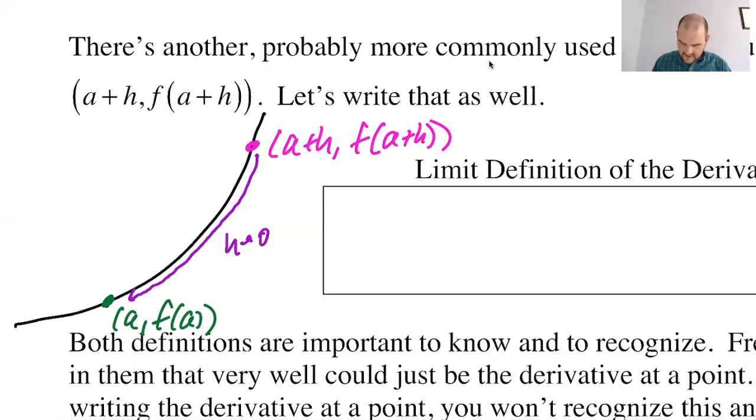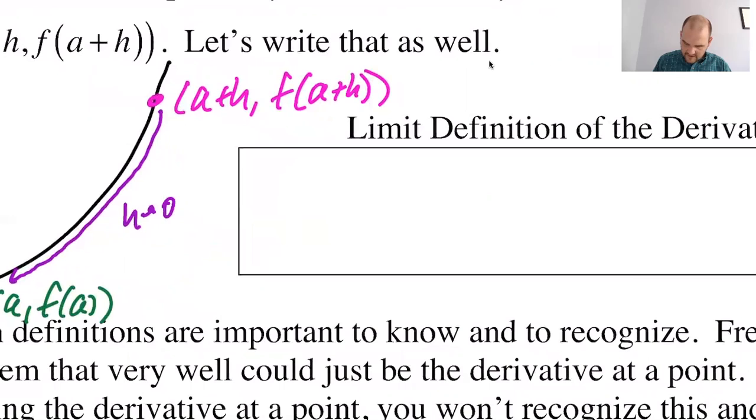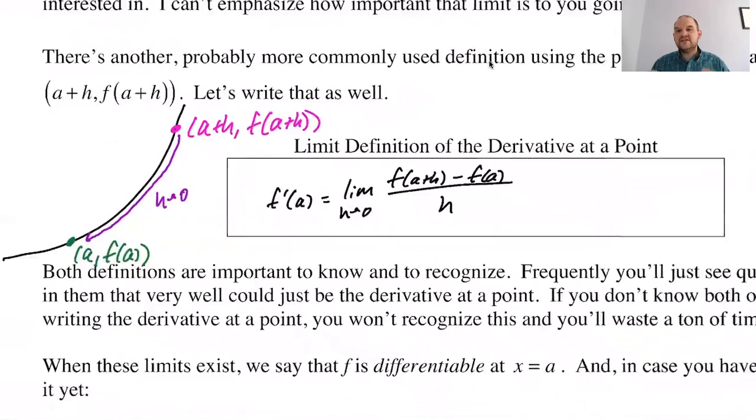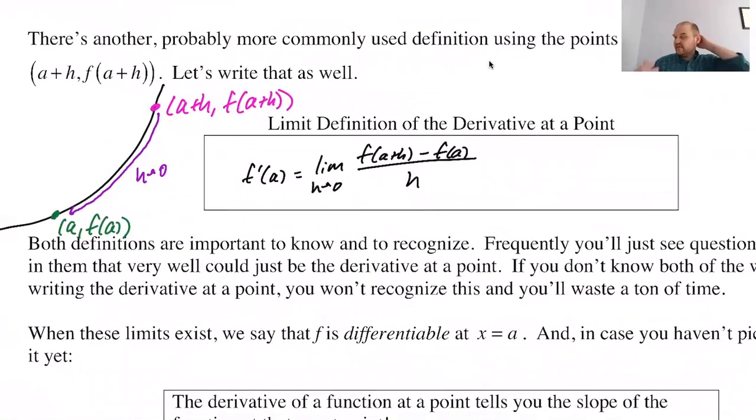So let's do that. We're going to say that f prime of a, the slope at x equals a, is the limit as h approaches 0 of f of a plus h minus f of a divided by h. That's another form of the limit definition of the derivative at a point. So these are at a point. They will give you numerical values when you use them.